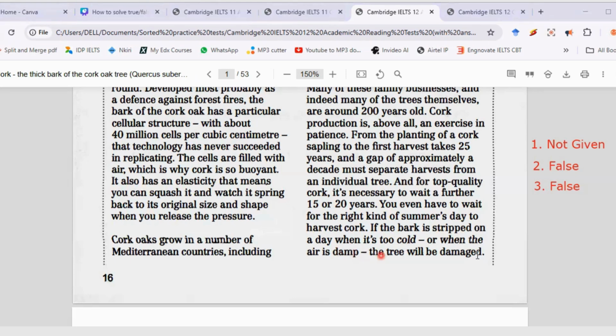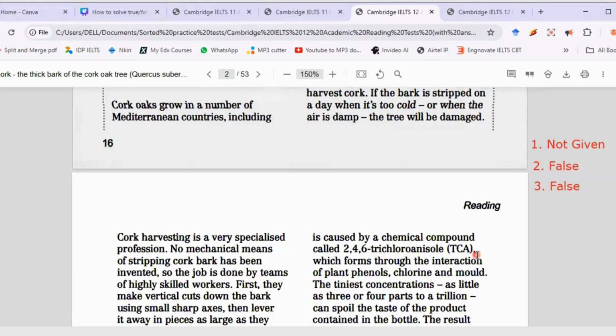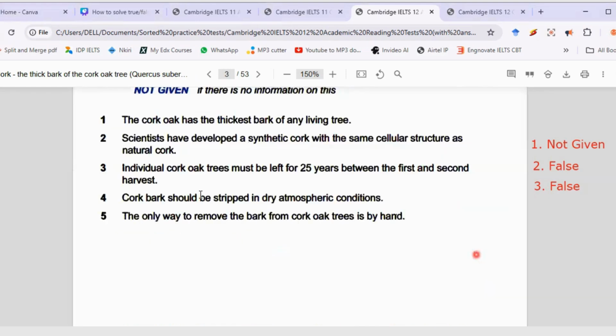That tree will be damaged if you strip it whenever the hair is damp. You get the point now. Now look at the question again. Cork should be stripped in dry, yes. Don't strip it in wet weather. Dry atmospheric conditions. So our answer to number 4 is going to be what? Number 4 is fully supported. Number 4 is going to be true.